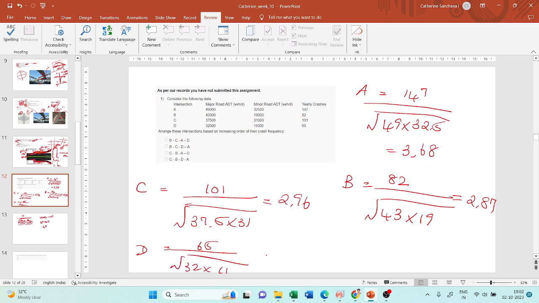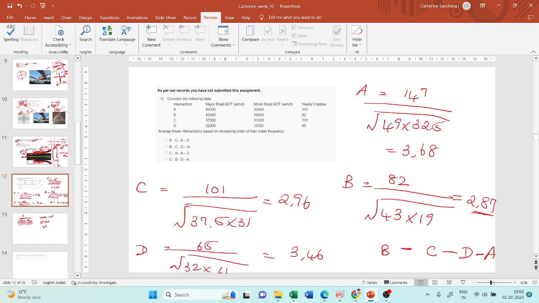into 11, which is 3.46. So you're asked to arrange it in increasing order, right? So what is the lowest? Lowest is B, then comes C, then comes D, and then comes A, right?